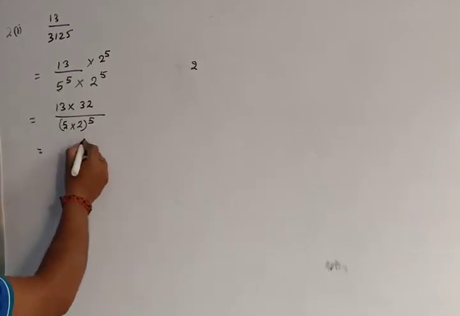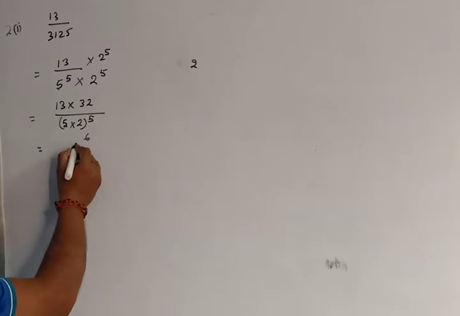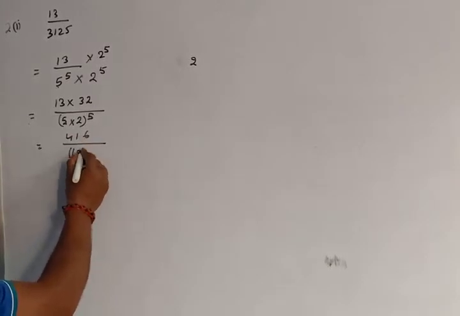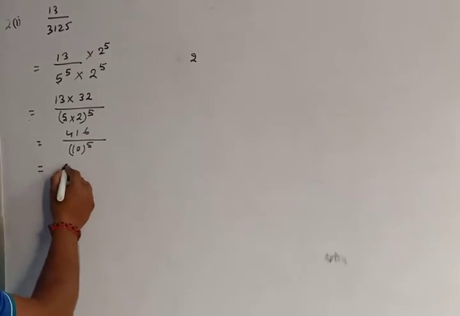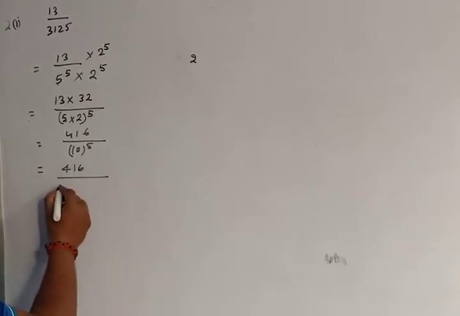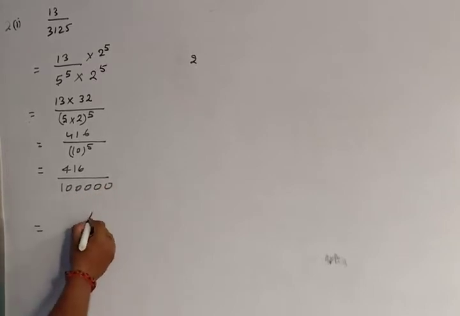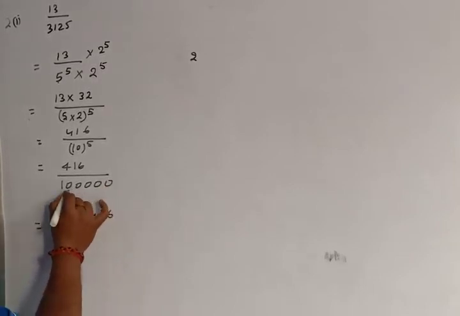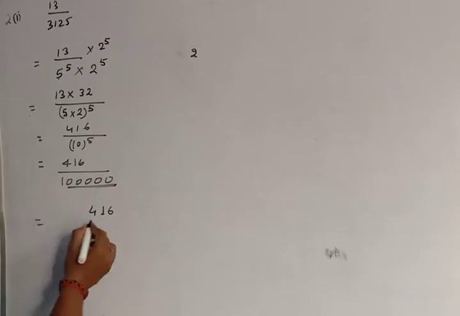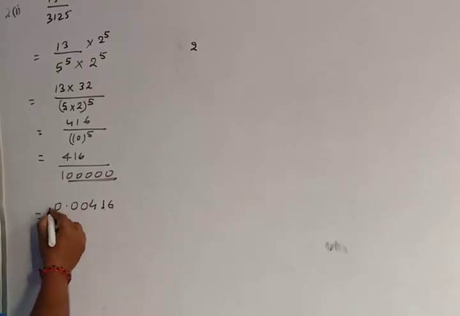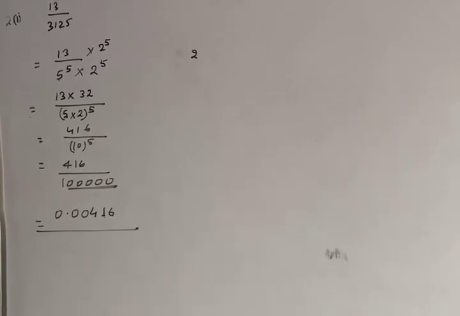Now multiply: 13 times 32 is 416, and the denominator becomes 10 to the power 5. It means 416 with 5 zeros in the denominator, so we count 1, 2, 3, 4, 5 places and then put the decimal. I hope you are getting it.